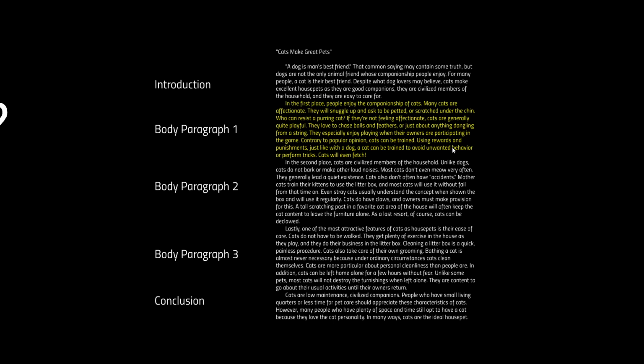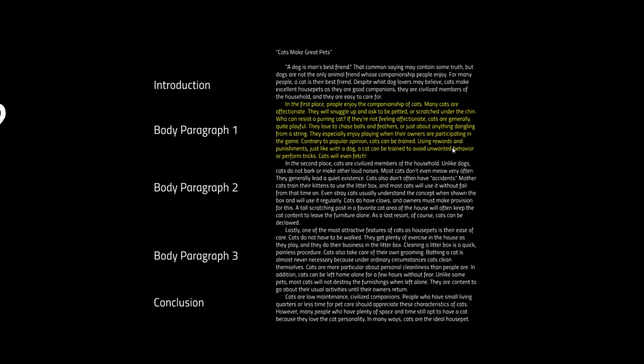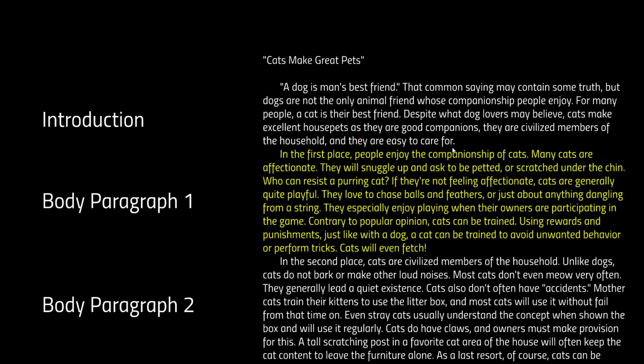It says, why are they good house pets? Because they're good companions, they're civilized, and they're easy to care for. Each of the body paragraphs takes one of those points and creates some proof for those points. Okay, so we're going to be looking at the first body paragraph here pretty closely.